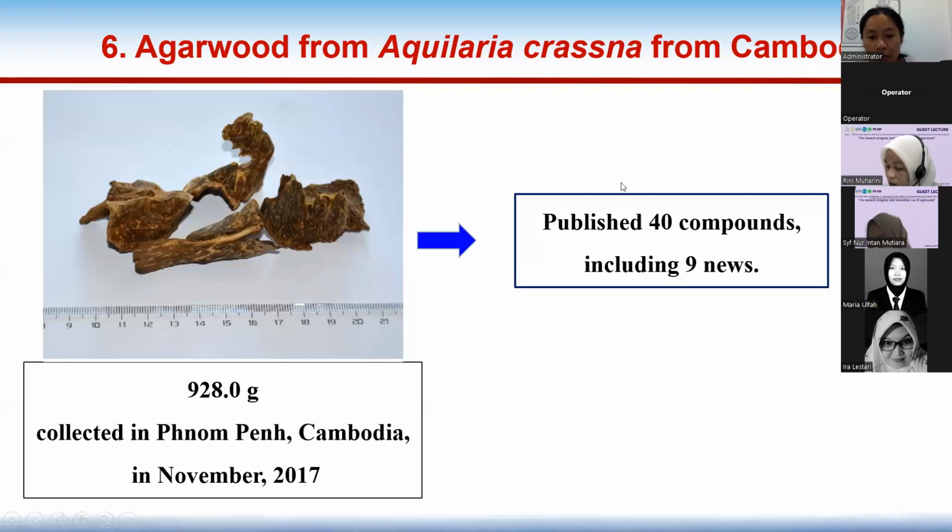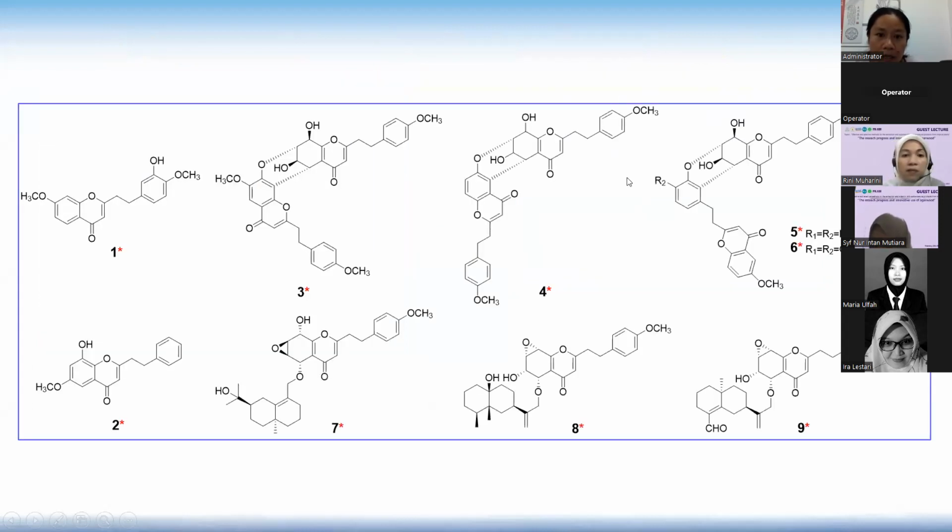Yes, the place is different, but all the species is the same. And from there are 9 new compounds. And the structures are very close to the agarwood from Aquilaria crassna from Laos.